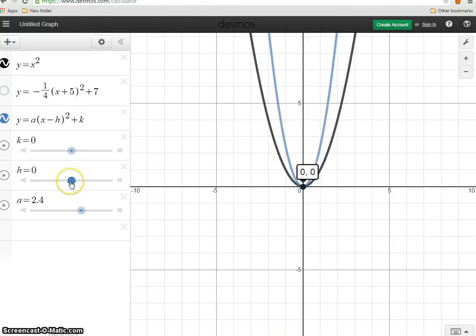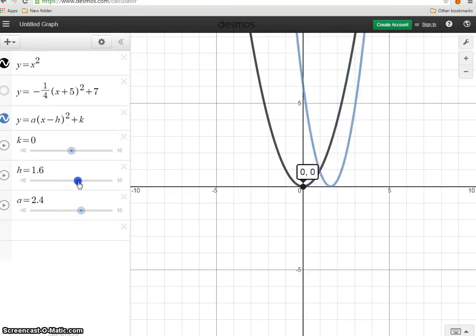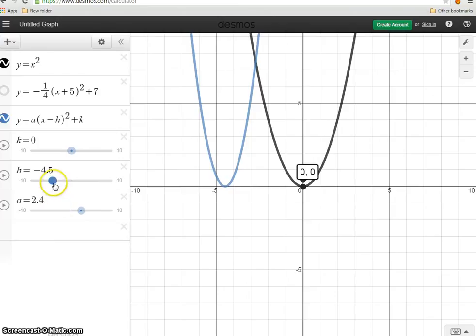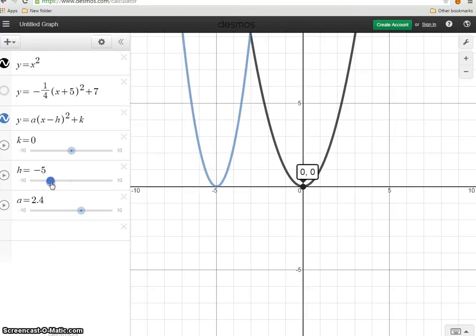So as I move my h value, you can see it moves as h gets larger. Okay, it moves to the right. Okay, as h gets negative, it moves to the left. One thing I'd like to point out here: let's say I have an h value of negative 5, you'll see how it's moved left in the graph.